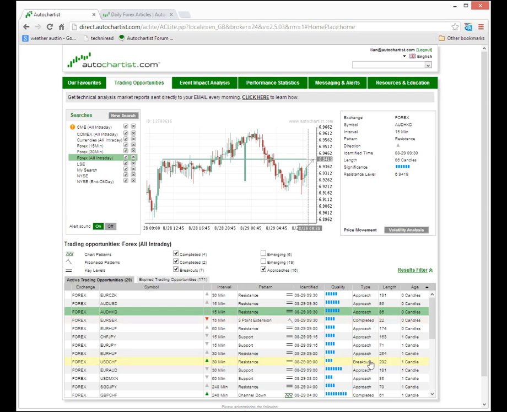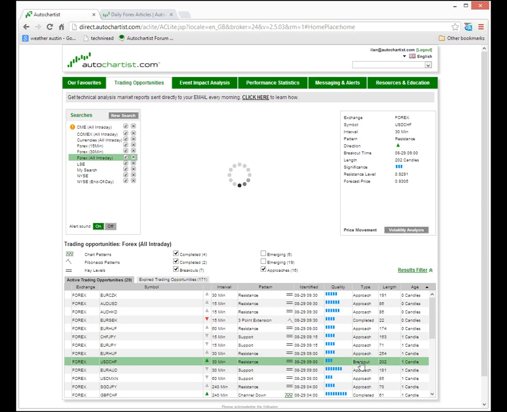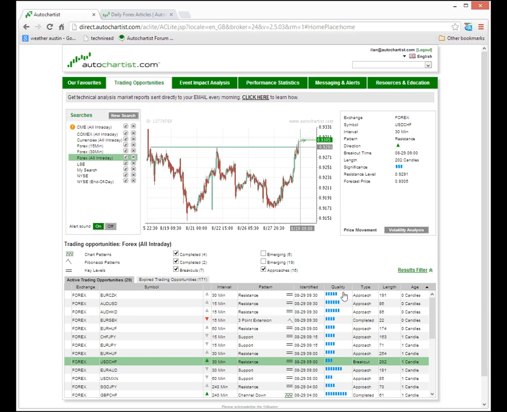So, for example, let me click on this opportunity here on US dollar versus the Swiss franc. You can see that this is already broken through support resistance. That means this is a breakout opportunity.